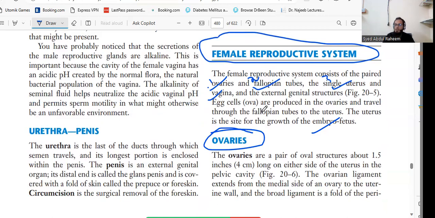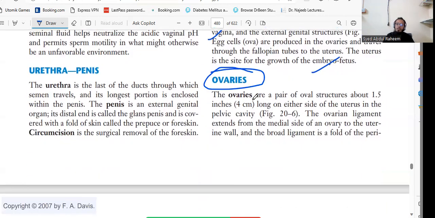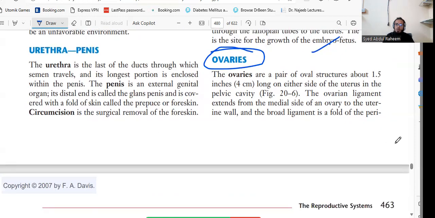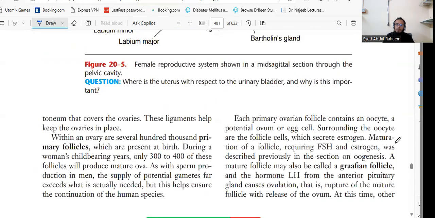The ovaries are a pair of oval structures about 1.4 centimeters long on either side of the uterus in the pelvic cavity. The ovarian ligament extends from the medial side of an ovary to the uterine wall, and the broad ligament is a fold of the peritoneum that covers the ovaries. These ligaments help keep the ovaries in place.